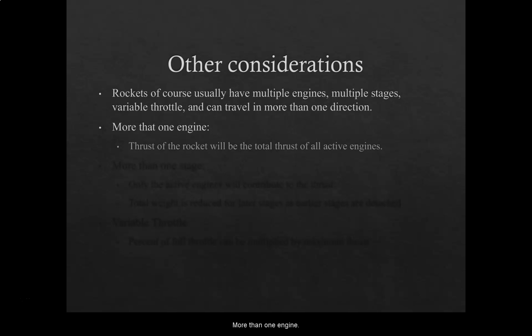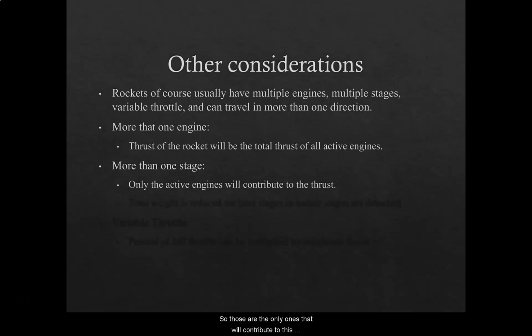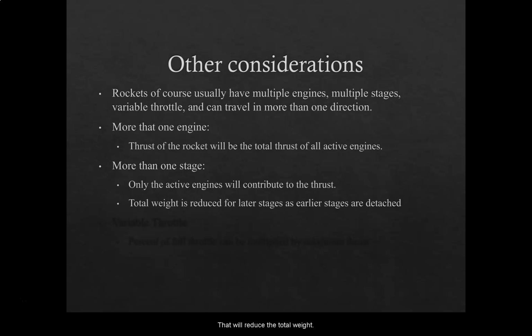So more than one engine means that when you calculate the total thrust of the rocket, it will be the total thrust of all of the engines that are actively generating propulsion. If it's a multi-stage rocket, only those engines of an associated stage are active at any given time, so those are the only ones that will contribute to the thrust. The first stage engines during the initial phase of a launch are the ones that contribute to the thrust. Second stage engines come into play once the first stage is terminated and the first stage part of the rocket has been detached, which will reduce the total weight of your rocket as you go to subsequent stages. So that's another factor that needs to be considered in terms of evaluating accelerations and so on.